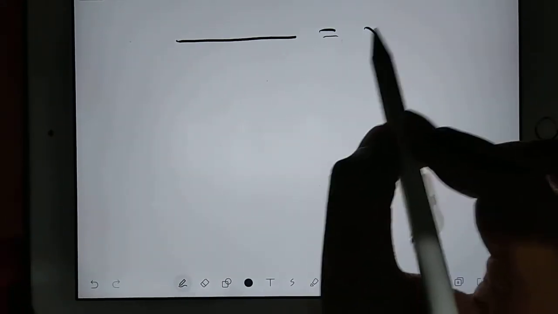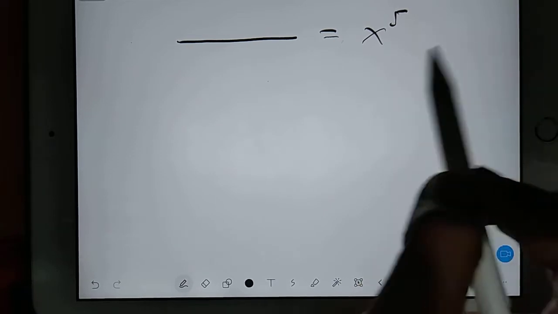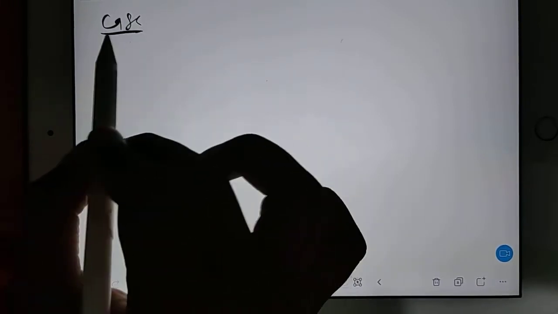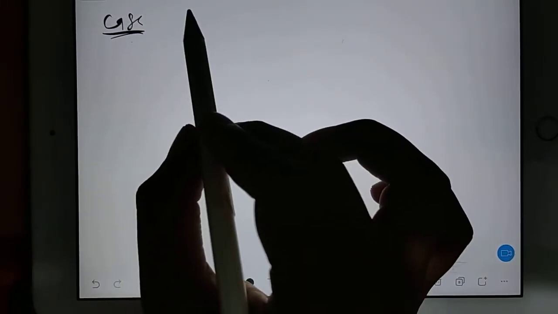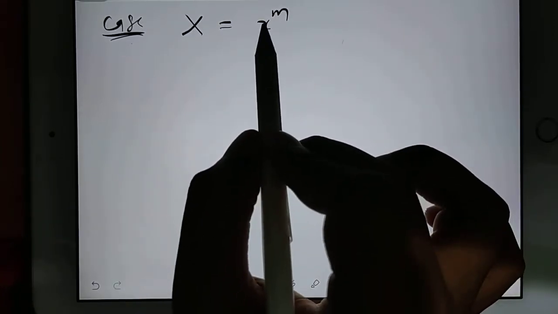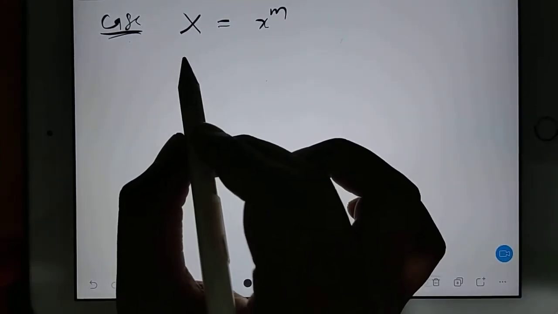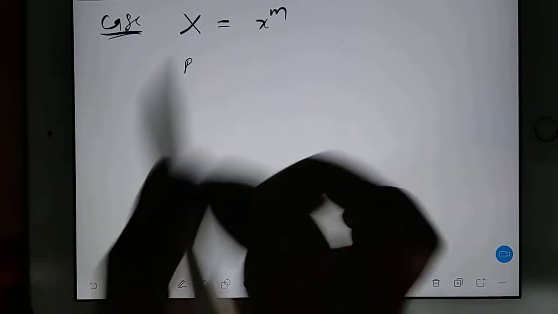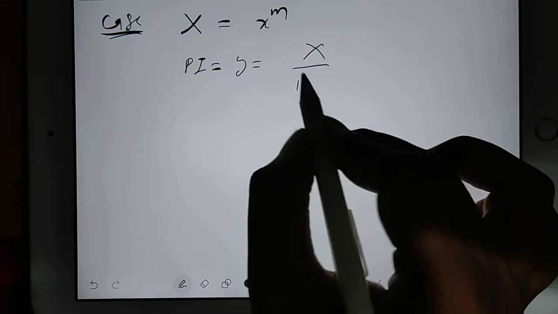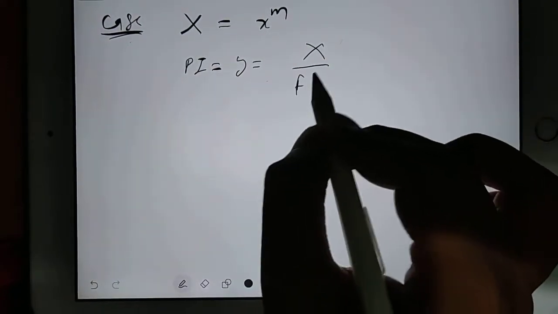We will deal with a new property. What if the given function is x power 5? So this kind of situation we have to deal with now. We have a separate case. Now we are going to discuss a case where capital X is in the form of x power m. In that case, you already know that your particular integral, that is the value of y, is nothing but x by f of D.